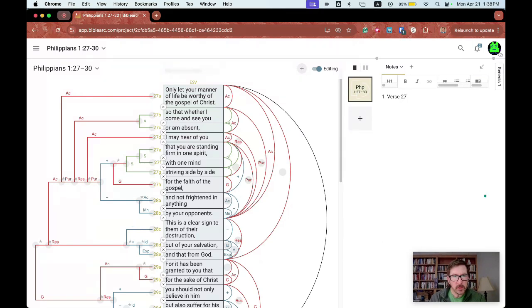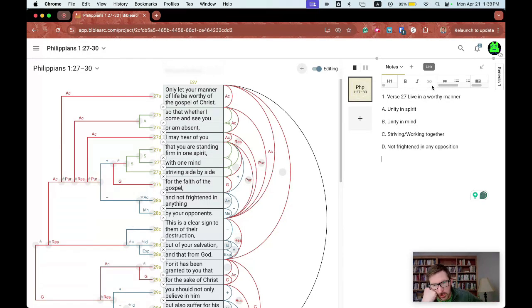Verse 27. This is live in a worthy manner. And how is this done? This is done by unity in spirit, unity in mind, and this is also striving and working together, and not frightened by any opposition, because opposition can be kind of frightening. So, now if I were preaching this, and if I didn't consult commentaries after this, I would have a pretty good outline there to preach through, that we live worthy in these four ways. Unity of mind, unity of spirit, striving together, not frightened in any opposition.